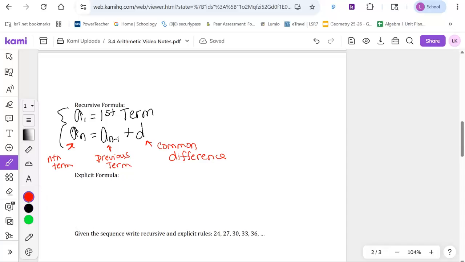Now for the explicit formula, you have a sub n equals a sub 1 plus n minus 1 times d. This is saying a sub n is the nth term. That does not change. a sub 1 is the first term. n is the term number. And d is the common difference.